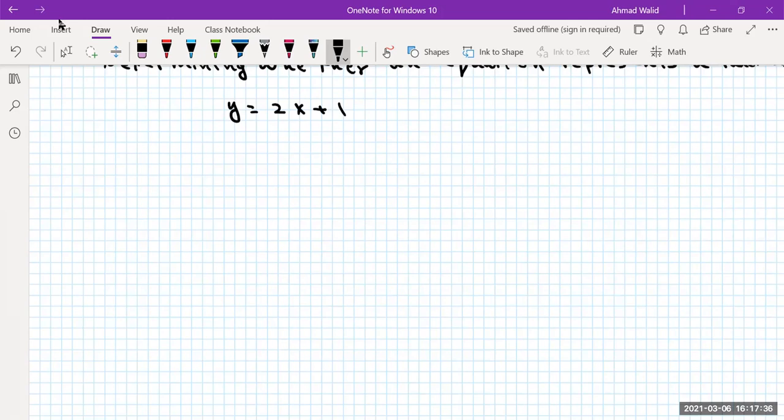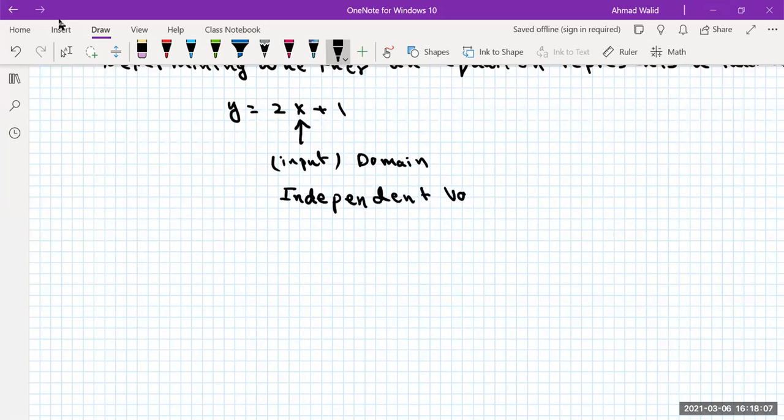Correct? X, I introduced to you as an input, or the other name, domain. We also call x in this type of equation the independent variable.